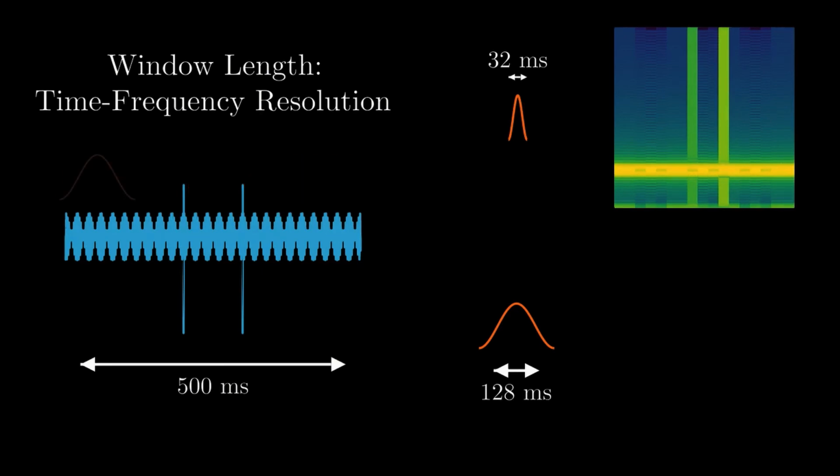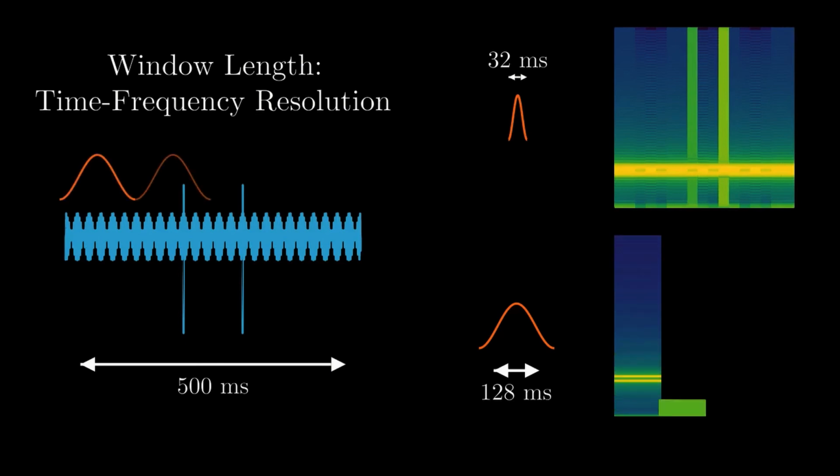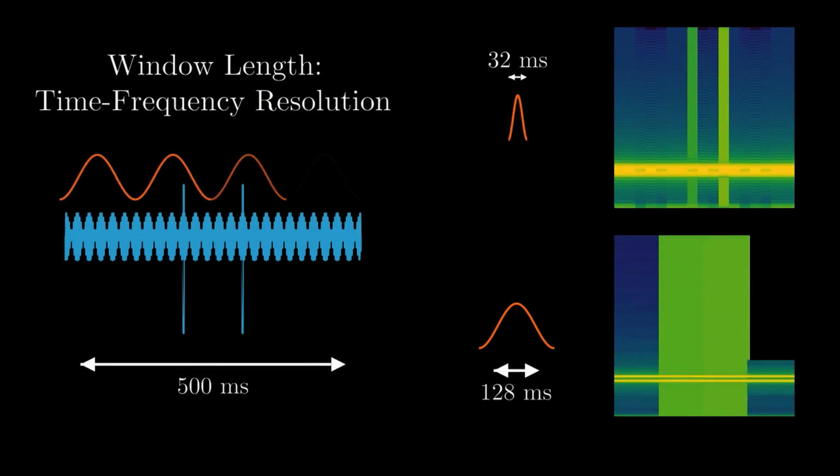Let's see what happens if we use the longer window. On the left side, we can see that we only need roughly 4 windows to analyze the whole signal. And here we can clearly separate the two sine waves, but the two impulses are not visible anymore. What you can see from the two spectrograms is what we call the time-frequency trade-off. Let us now take a closer look at the overlap parameter and why it is important to consider.